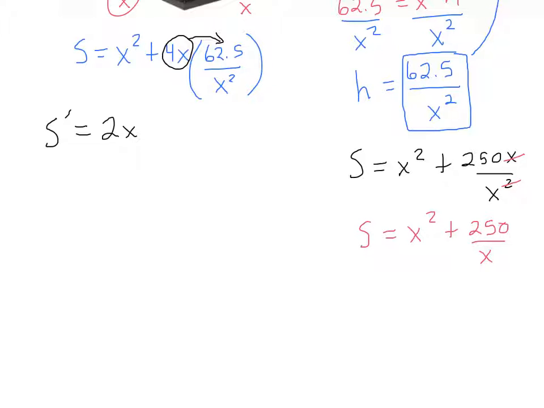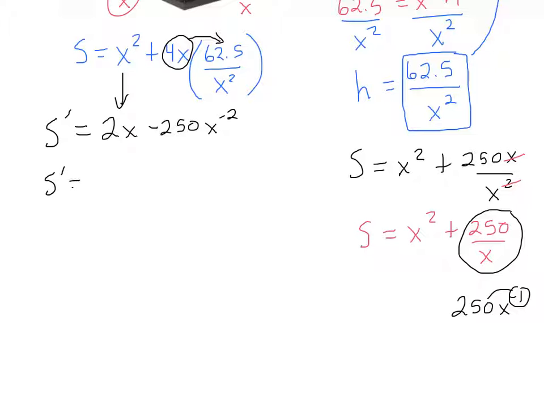So let's keep finding the derivative. The derivative of x squared was 2x. And now I need to take the derivative of 250 over x. I'm going to rewrite 250 over x as 250 times x to the negative 1 power. Now, negative 1 times 250 is negative 250 x to the negative 2 power, right? So my derivative is s prime equals 2x minus 250 over x squared.